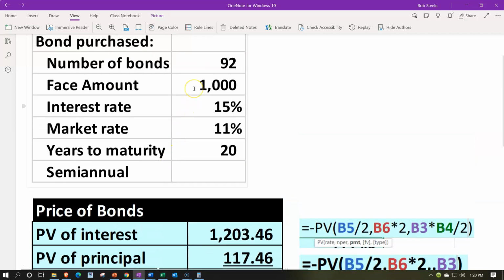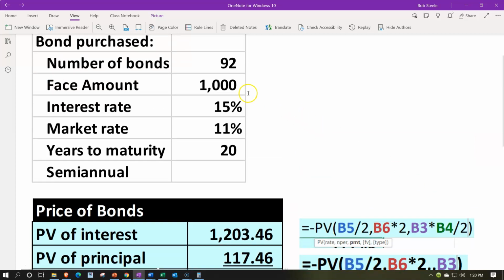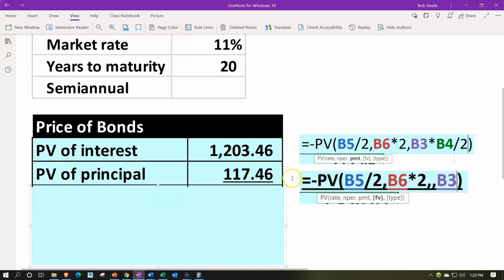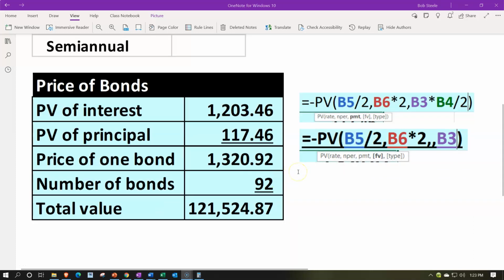Then we want the present value of the principal. That's the $1,000 at the end of the bond period. That would be negative present value, picking up the rate again, the market rate, the 11%. That's a yearly rate, so we're going to divide it by 2, and then comma, number of periods would be 20, but that's in years. We want 6-month time periods, so we're taking the 20 times 2, and then comma, comma, because this one is not an annuity but the present value of 1. The future value we would bring back is that 1,000. That formula gives us the present value of the $117.46. So if we add the present value of the annuity and the present value of the principal, the 1,320.92 is going to be the price of the one bond.